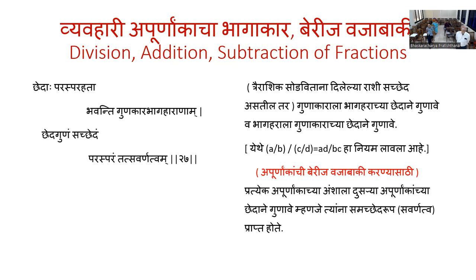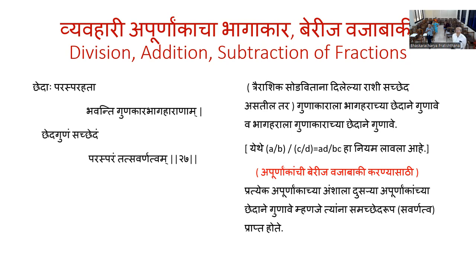Chedaha paraspara hataha bhavanti gunakara bhagaharanam. So gunakara, you are multiplying by something and you are dividing bhagahara by something. So there are two chedas. B and D are chedas here. So you have to multiply gunakara and bhagahara. The chedas, you have to multiply them by each other.